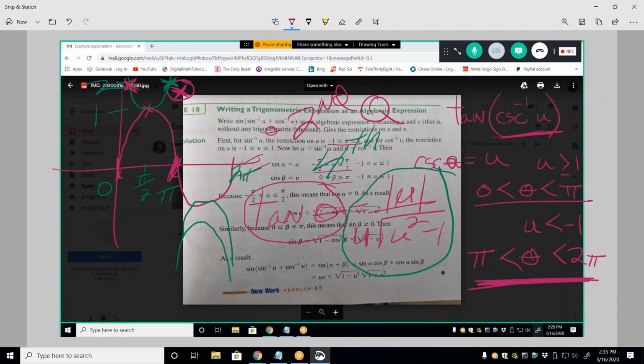Is that an asymptote? No, it's not an asymptote. There are asymptotes with this. In other words, you have an asymptote at 0, and you have an asymptote at pi, and you have another asymptote at 2 pi. So you do have asymptotes on the cosecant function. And that's why it'll go from 1 to infinity.